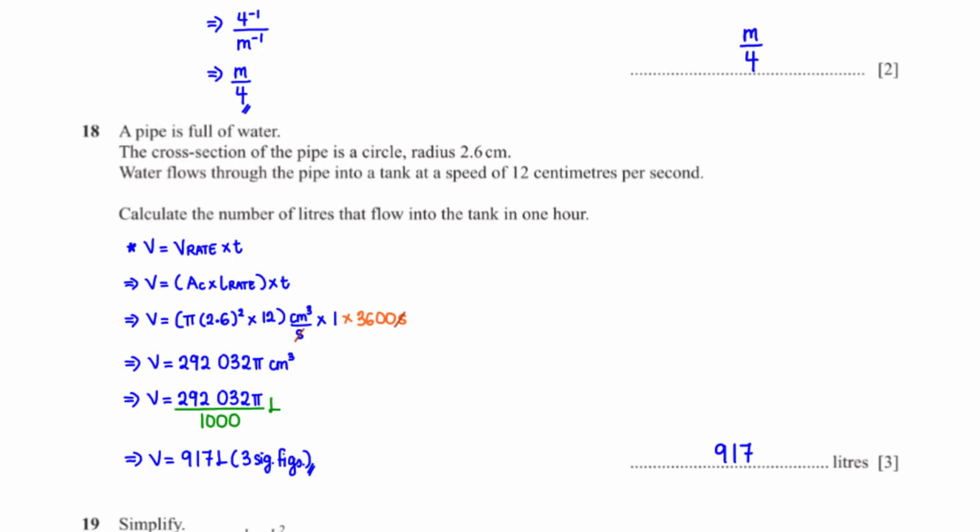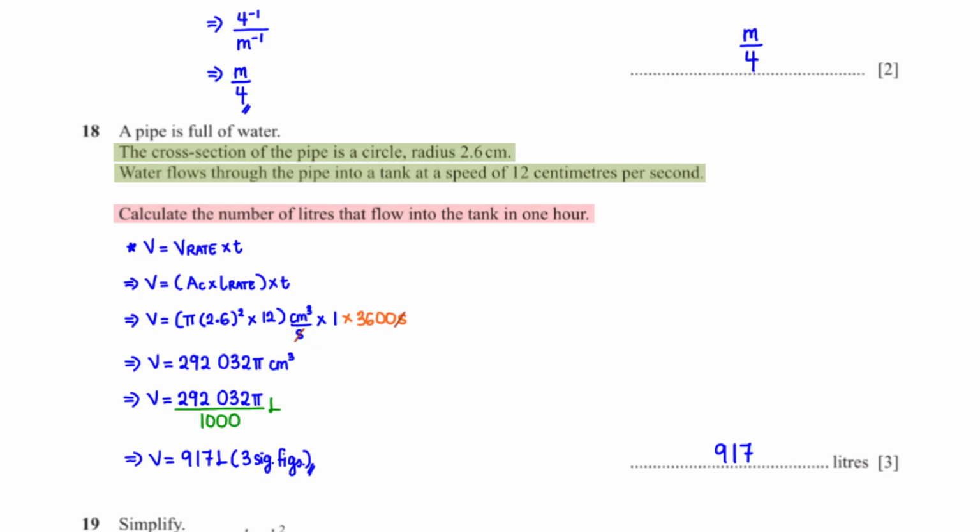A pipe is full of water. The cross-section of the pipe is a circle radius 2.6 centimeters. Water flows through the pipe into a tank at a speed of 12 centimeters per second. Calculate the number of liters that flow into the tank in 1 hour.